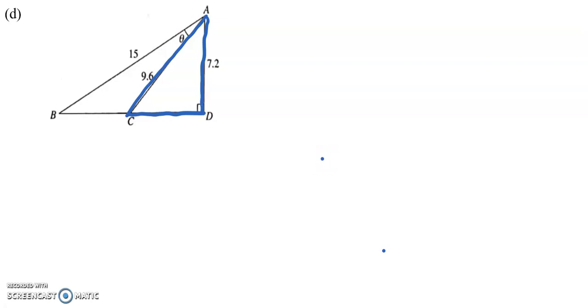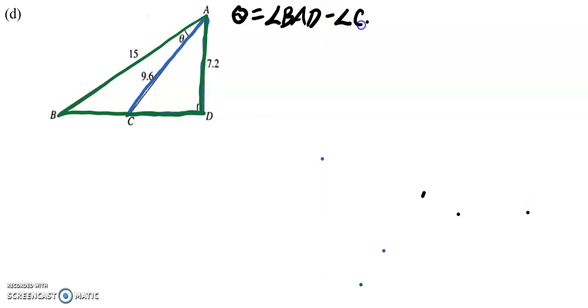And the other one will be A, B, D. So now, notice that angle theta is actually equivalent to angle BAD minus your angle CAD. So this means that we can solve the question if we can find the angle BAD and angle CAD respectively.